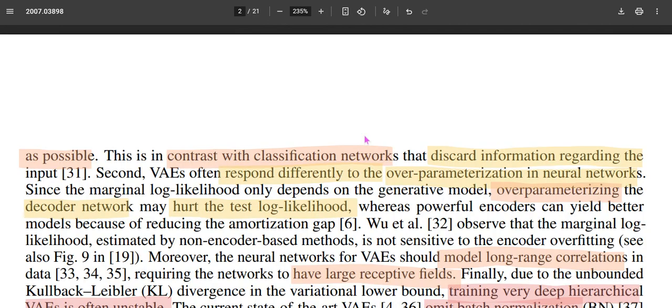The second one is that over-parameterization helps in classification tasks, but here over-parameterization, especially on the decoder side, will hurt the encoder setup, so that the essential information during the training time will be missing, and more focus will be put on the decoder side.